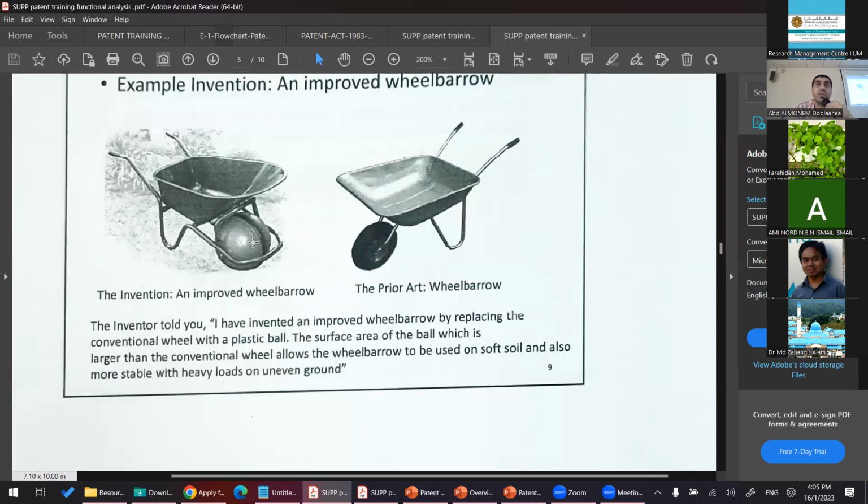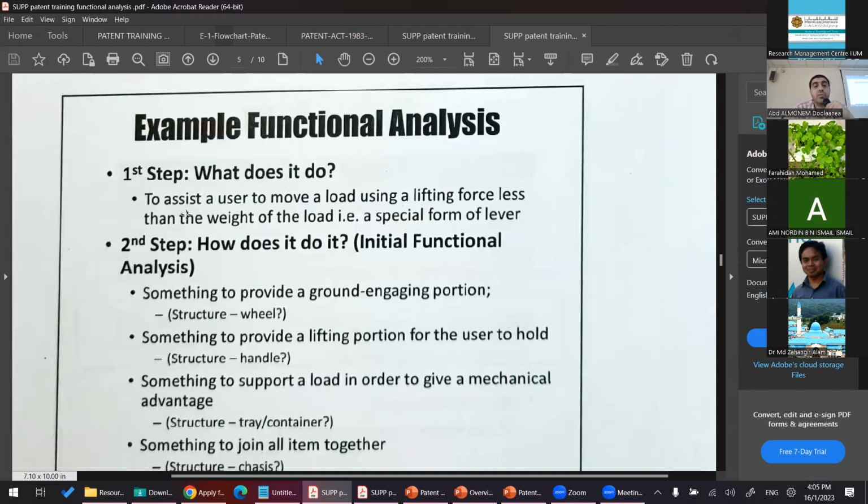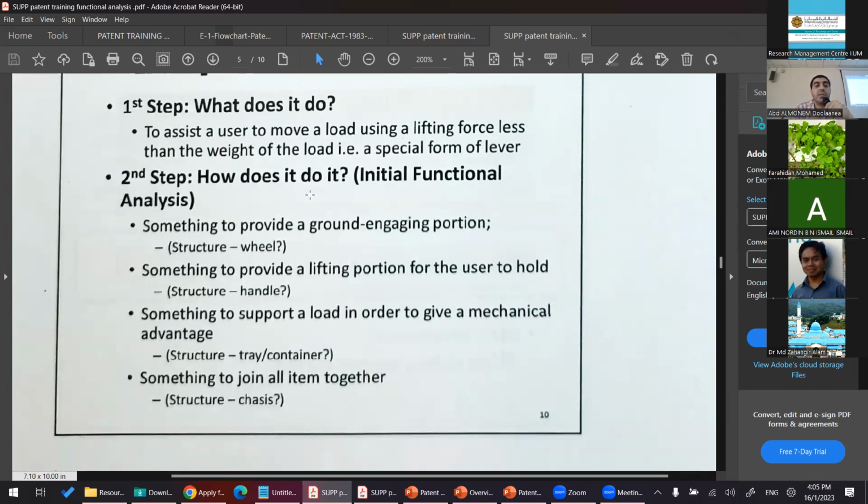So this is the invention. He thinks like this, and this is the problem he wants to solve. So what does it do? To assist a user to move a load using a lifting force less than the weight of the load, especially for a lever. What does it do? How does it do it?